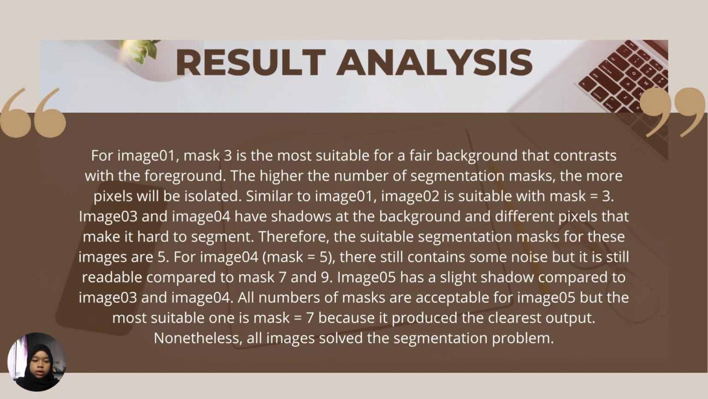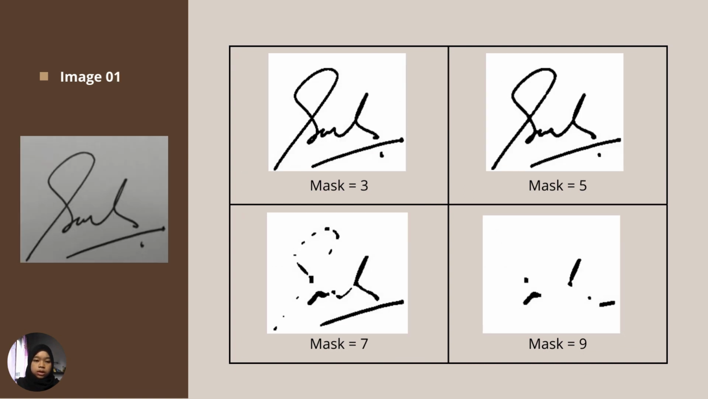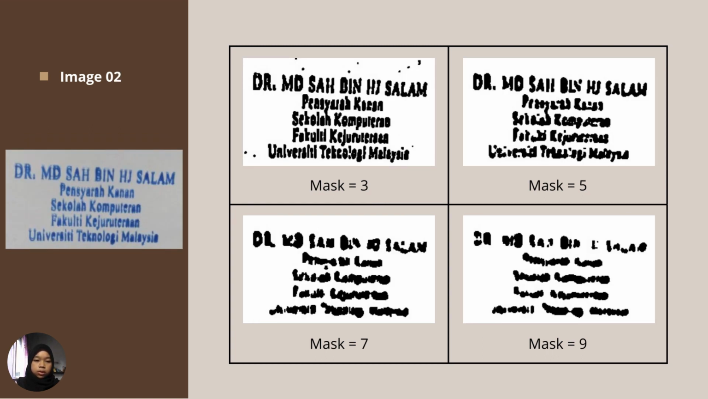And from the previous output, we can make the analysis. For image 1, mask 3 is the most suitable for a fair background that contrasts with the foreground, because the higher the number of segmentation masks, the more pixels will be isolated. Similar to image 1, image 2 is also suitable with mask equal to 3. Like this one, we can see that mask 3 is more readable, similar to image 2.